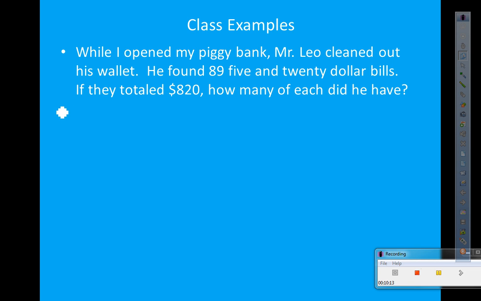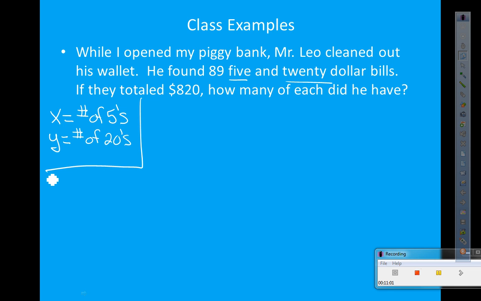Well, I got to come over here and start. I need to let X represent something and Y represent something. Well, what's he got in his wallet? He's got some $5 bills and some $20 bills. So I'm going to let X represent the number of 5s that Mr. Leo has, and I'm going to let Y represent the number of 20s.